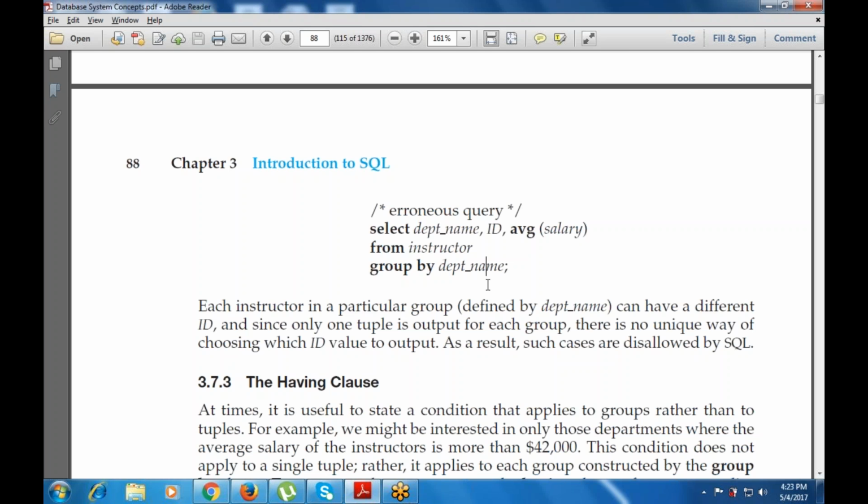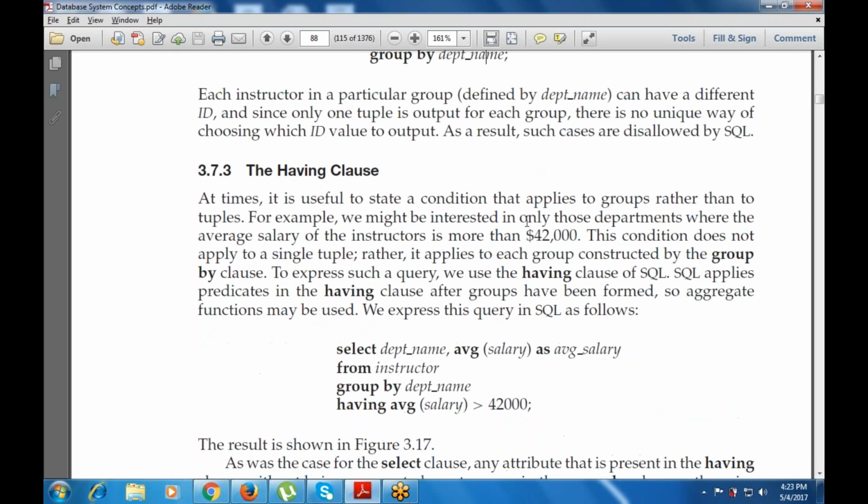Now next one is the having clause. This is used to state a condition that applies to the group rather than to the tuples. For example, we might be interested in only those departments where the average salary of the instructors is more than 42,000.